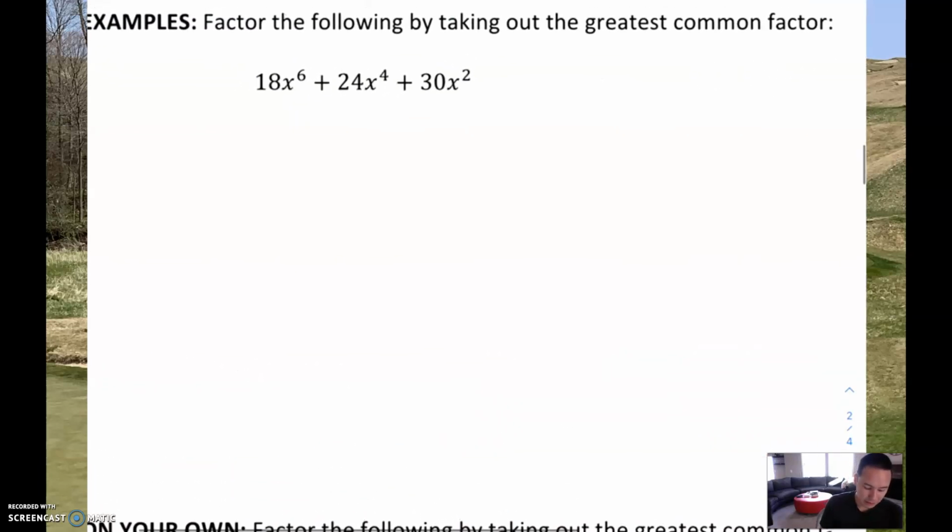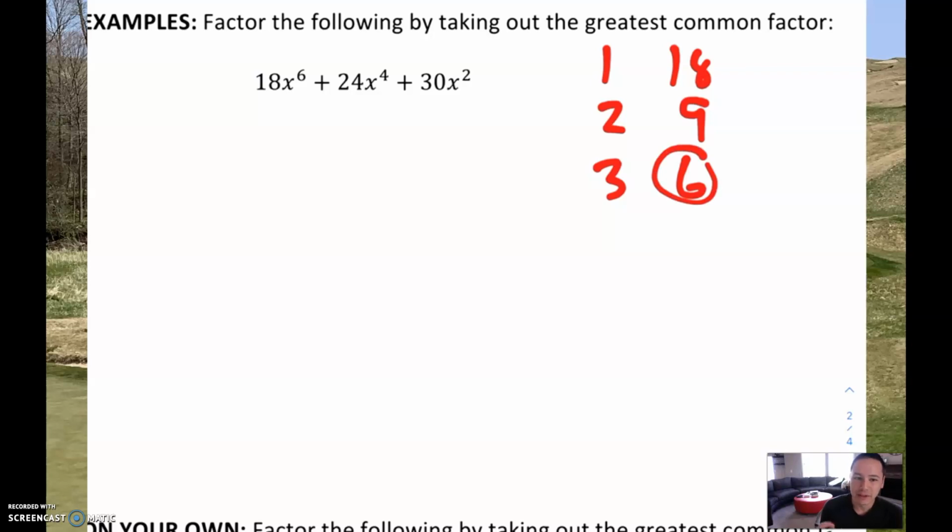So I'm going to look at the smallest number, that 18, and I'm going to list out the factors of 18. 1 and 18, 2 and 9, 3 and 6. And in the interest of time, I'm going to jump to the right one. 6 will be the number that they have in common. So I'm going to rewrite all of these with a 6 in there. So we're going to rewrite 18 as 3 times 6. Now you see that x to the 6th, that's just 1, 2, 3, 4, 5, 6 x's.